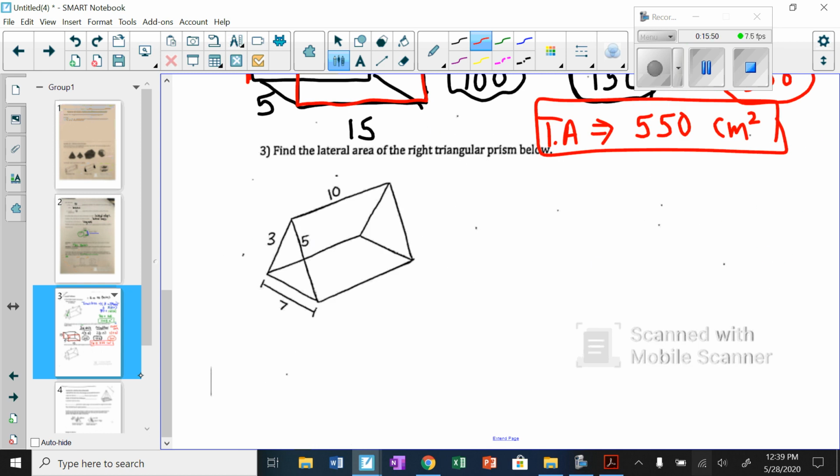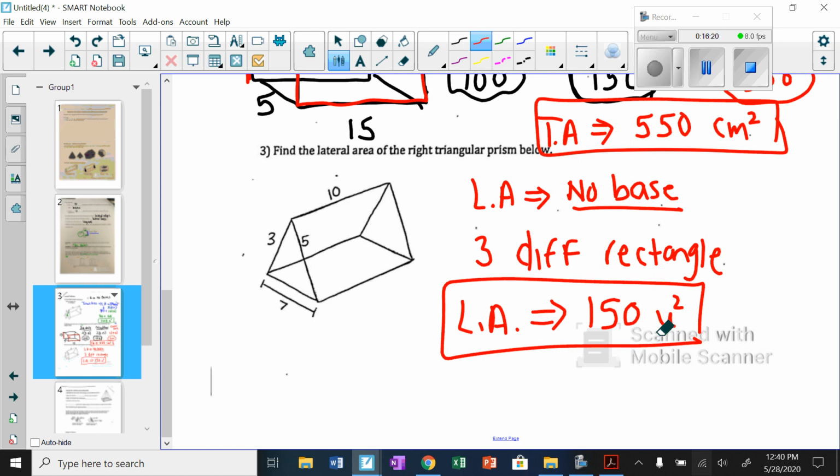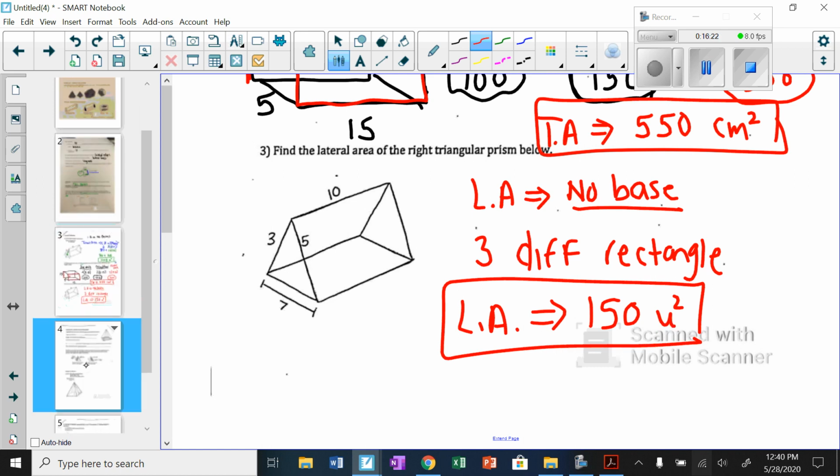Okay, so this last problem, find the lateral area. Remember, lateral area means no bases. I want you to do this by yourself, so pause me and then check your answer when you're done. So you're finding the area of 3 different rectangles and adding them together. And what you should get is a lateral area of 150 units squared. All right, next page.